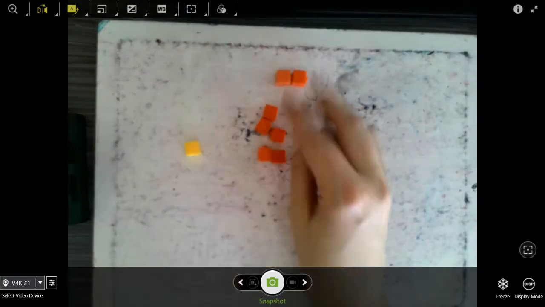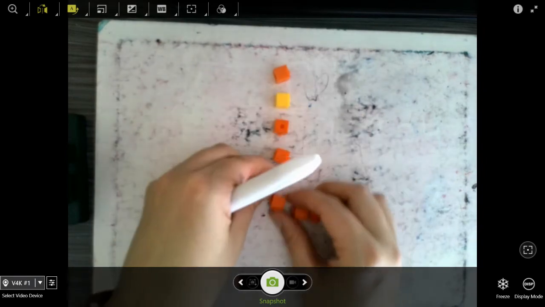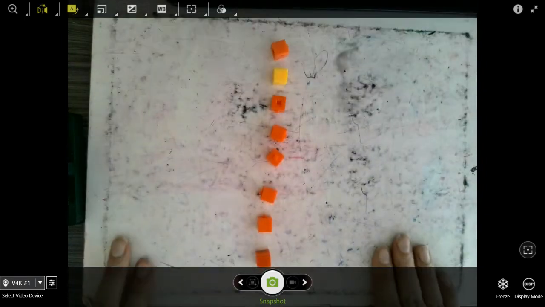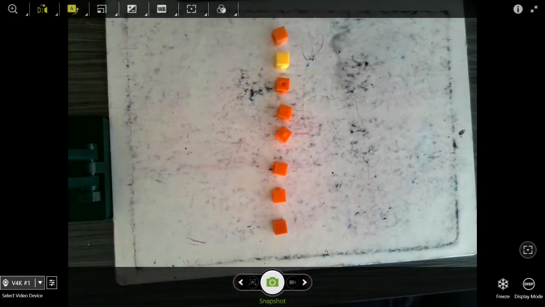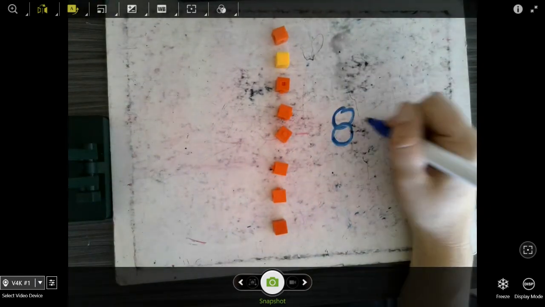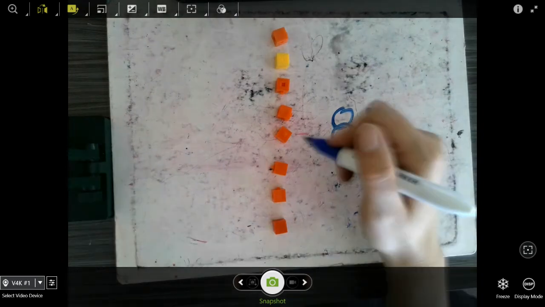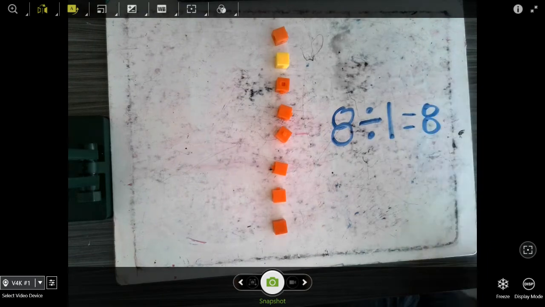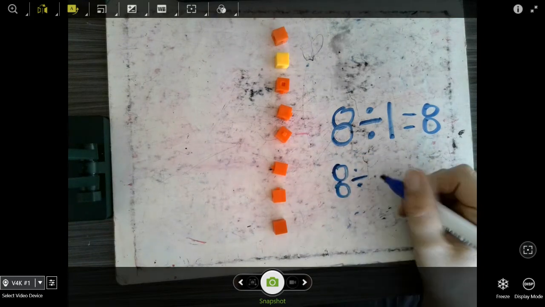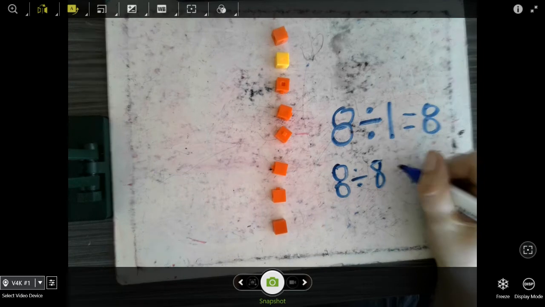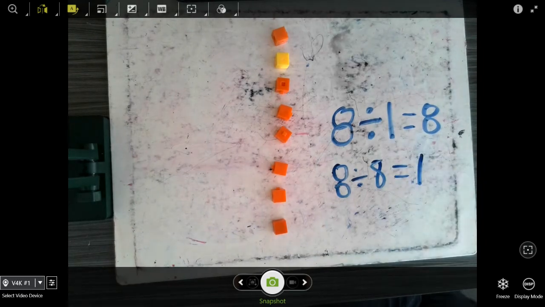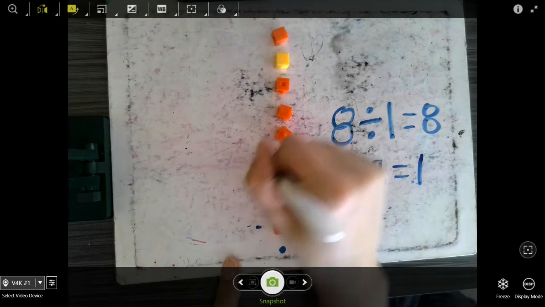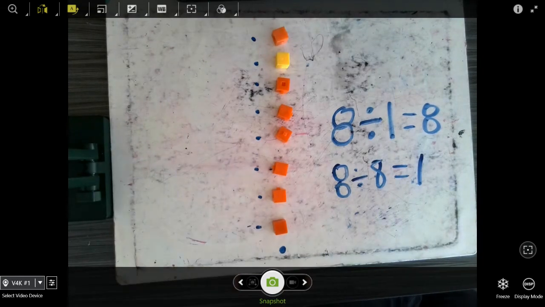So what's another way we could arrange 8? So we could have 1 column and 8 rows. See that? 1 column and 8 rows, they are all equal groups, so it works. So we always start with the total, which is 8 in this scenario. 8 divided by, we could divide it by 1, which would equal 8. So 8 divided by 1 group, and there's 8 in that group. Or we could go 8 divided by 8 groups, and in each group you would have 1. See, here we have 1 column, and here we have 1, 2, 3, 4, 5, 6, 7, 8. So that is the array.